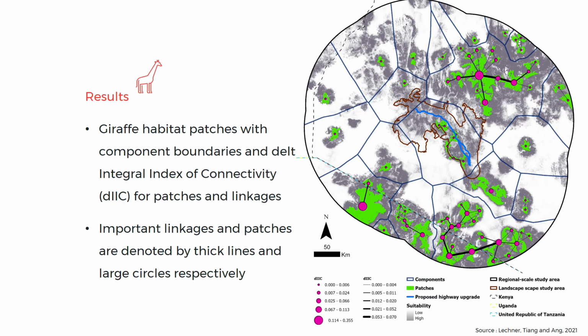I'm just going to show the results for the giraffe here. You can see the patches of habitat in green. The importance of that patch based on its size is shown by the circle. The larger the circle, the more important. And then there are the linkages in the dark black lines. And again, the thicker the black line, the more important the link. And the sort of blue lines that are moving across the screen there, they represent isolated nodes or groups of populations.